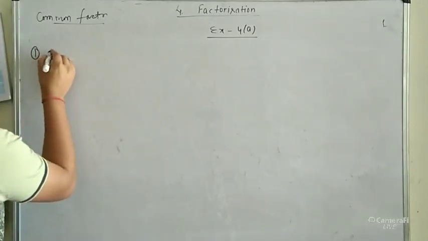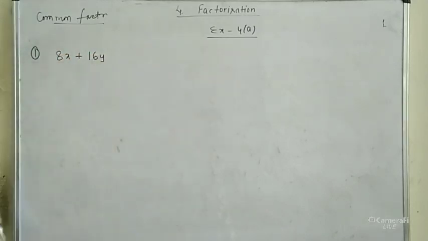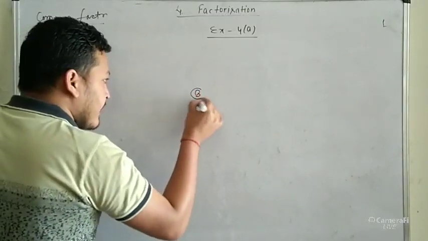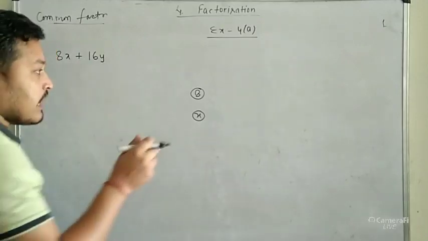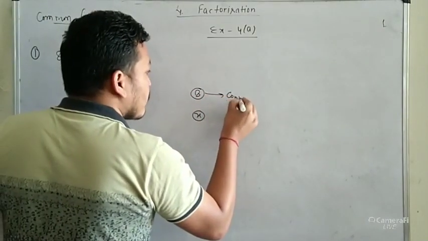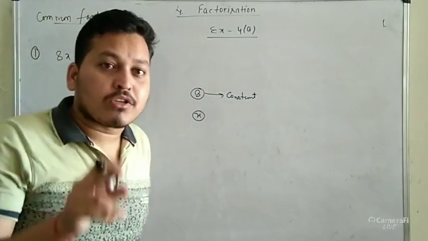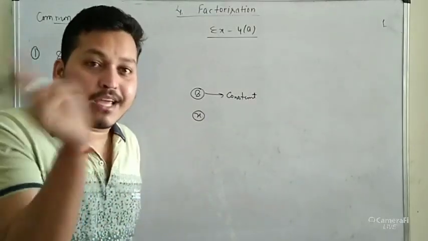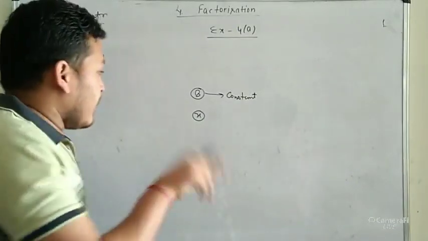Now I am starting from the first: 8x plus 16y. This is a very simple thing. Look, 8 is the number and x is a variable. Remember, this thing is known as a constant. Constant means the value of the constant term will always remain the same. 8 will always be written as 8, never as 16.